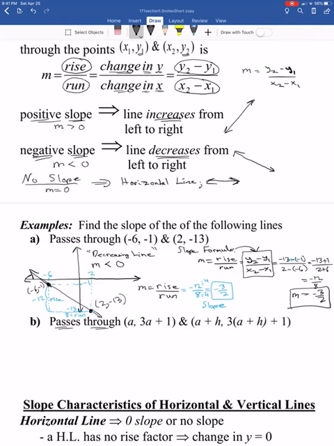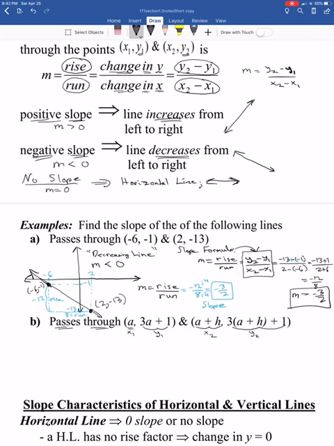Now, in the next problem, a little different. Instead of giving us 2 ordered pairs with real number values, we've got some variables representing the coordinates of these 2 points, variable expressions. So point 1 is labeled with the ordered pair of a, there's the x-coordinate, and 3a plus 1 being the y-coordinate. So if you want, we can go ahead and label that x1 and y1. And in point 2, we've got a x-coordinate represented by a plus h, call that x2, and the y-coordinate of point 2, I'll call that y2, is this expression of 3 times a plus h plus 1.